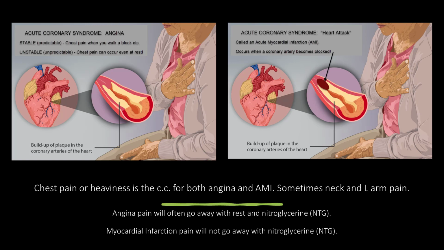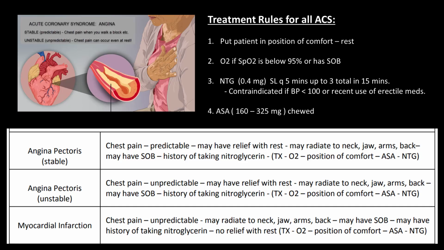A myocardial infarction or heart attack pain will not go away with nitroglycerin. Fortunately, the treatment for angina or a heart attack are both the same. Place the patient in a position of comfort, usually semi-sitting or Fowler's. And then if their oxygen level is below 95% or the patient has shortness of breath, then give them oxygen. But otherwise, you do not need to give them oxygen.